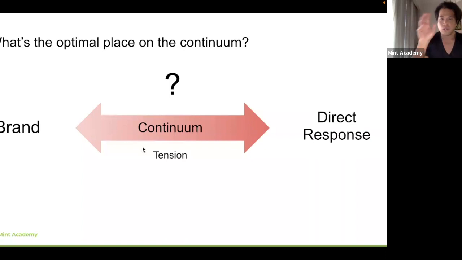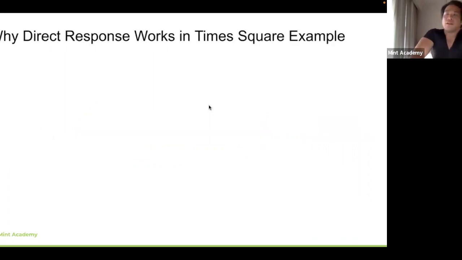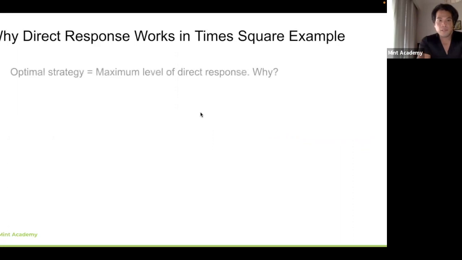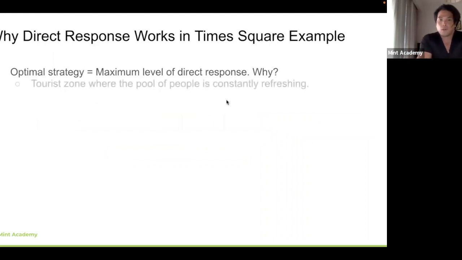So you've got those two extreme ends of the continuum, and you have to pick the optimal place. What is the optimal place to be? There's actually no right answer for this. It depends on what you're marketing, and it depends on your company. But we're going to go back to this example of Times Square. For them, the optimal point is closer to the direct response side. Why is that the case?